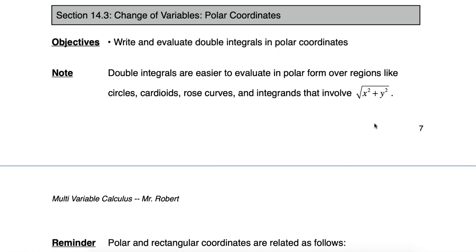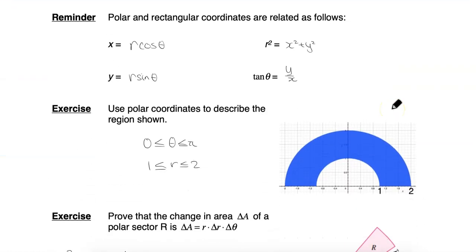So the objective is to write and evaluate double integrals with polar coordinates, and this is going to help us in situations where the shape of the region is circles, cardioids, rose curves, and anything that involves x squared plus y squared, or the square root of x squared plus y squared. Why that? Because we know that r squared equals x squared plus y squared in polar coordinates, so this simplifies quite a bit. So just a reminder, polar coordinates: x equals r cosine theta, y equals r sine theta, and then r squared equals x squared plus y squared, and tan theta equals y over x.